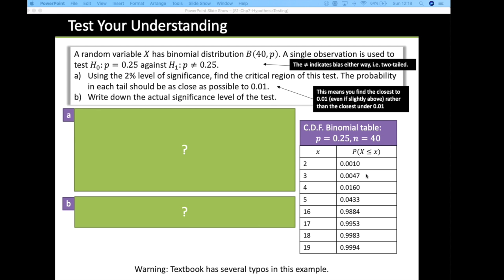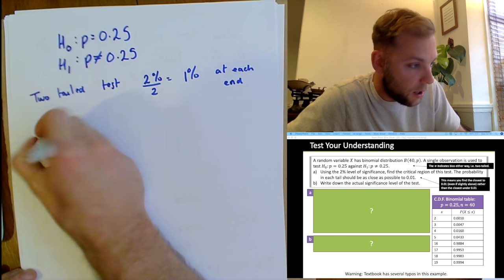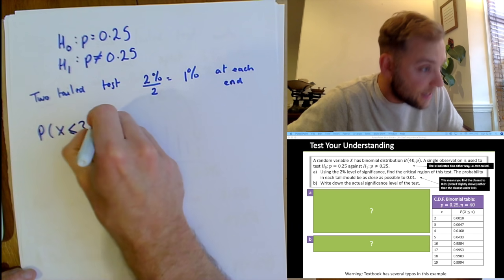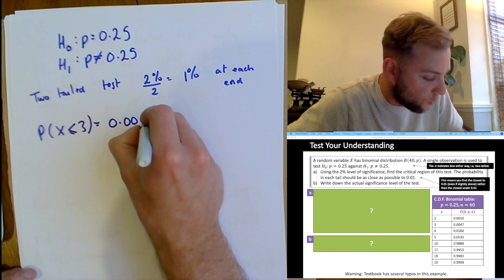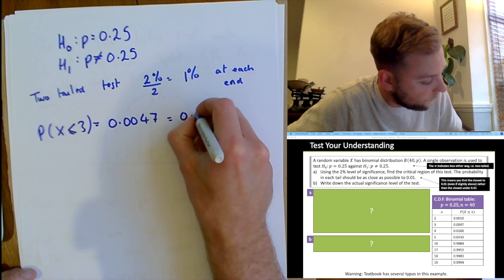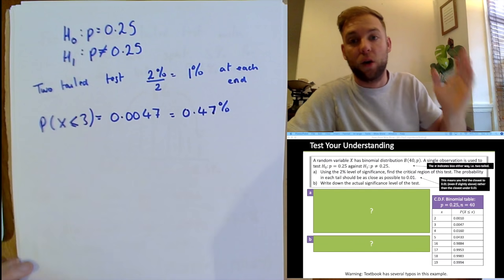Now, which one of those is actually closer to 1%? Well, it actually is 3, so we're all right there, aren't we? Because that one's closer. It's the first time it goes below 1%, and it's closer to 1%. So to find my critical values, the probability of x being less than or equal to 3 is equal to 0.0047, which is equal to 0.47%. So that's the first time that I go below 1% on the bottom end.